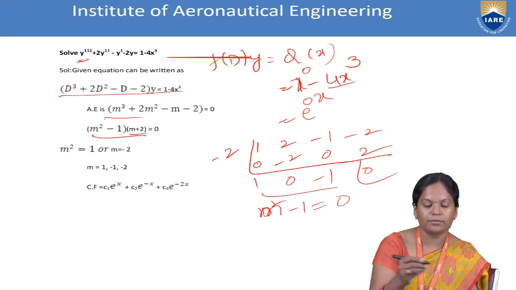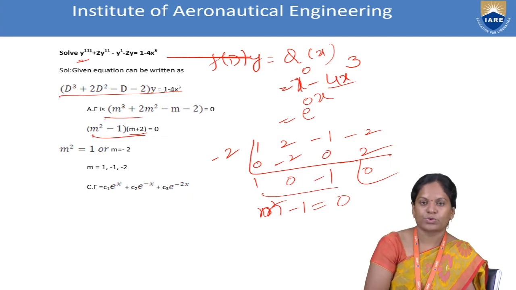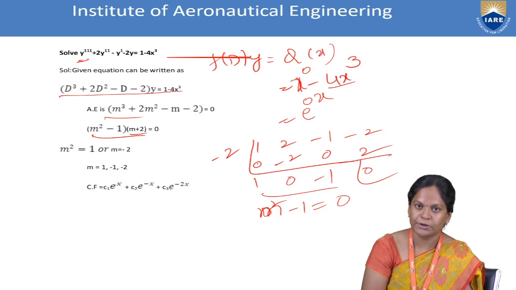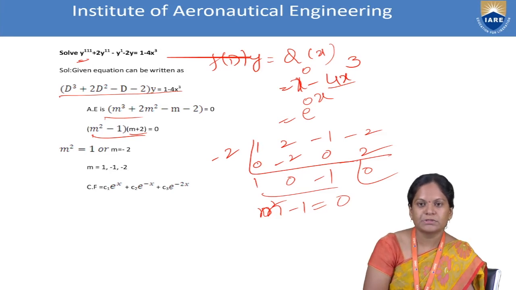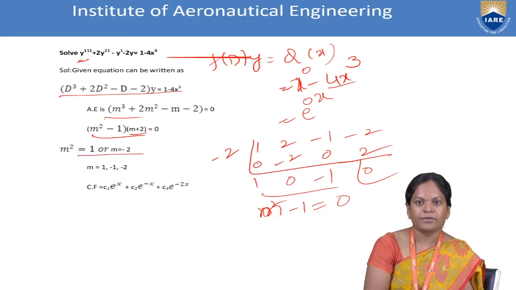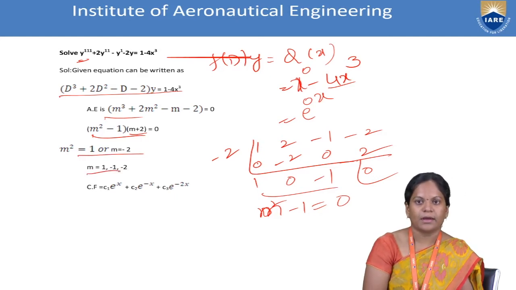So here we have two factors. One is m plus 2 and another one is m square minus 1. If we take them equal to 0, we'll get the roots. We want roots; based on the roots, we write the complementary function. What are the roots here? M square equal to 1, and another one is m equal to minus 2. So if m square equals 1, we have m equal to plus or minus 1, and another one is m equal to minus 2.